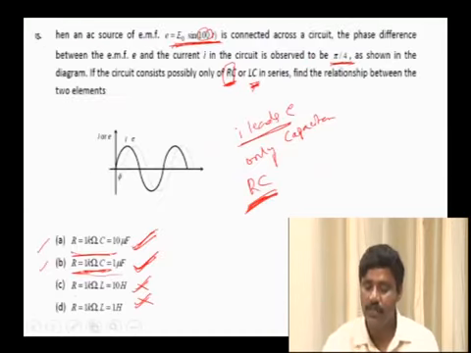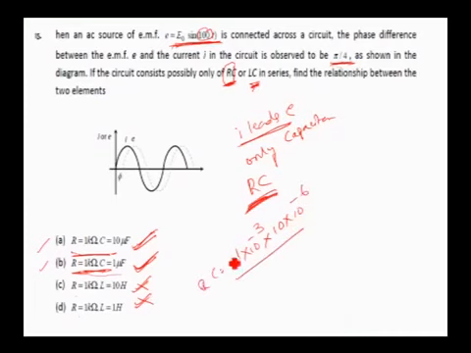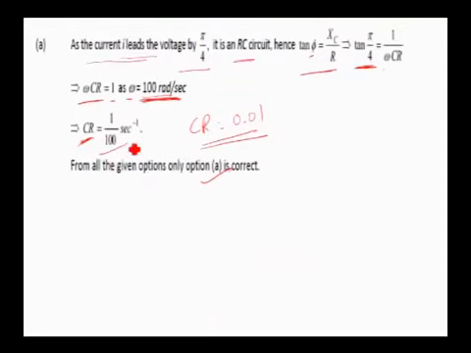Because in option A, we have 1 kilo ohm as resistance and 10 microfarad for capacitance. Take the product of this RC: 10 into 10 power plus 3, times 10 into 10 power minus 3, is 10 power minus 2, which is 1 by 10 square, nothing but 1 by 100. This is the RC value. So that's why the CR value is 1 by 100 and option A will be correct.